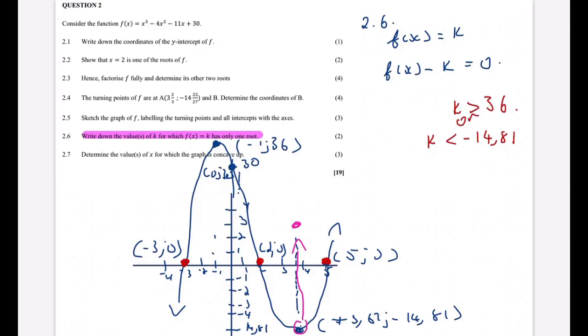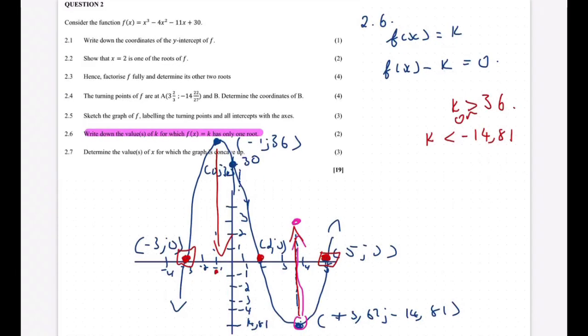Okay, so k is bigger than 36 or k is less than negative 14,81. So that's how you answer a question like this, right? To make sure that this has one root, you'd shift this all the way down, so much so that only this root remains, or you'd shift this all the way up, so much so that only this remains.